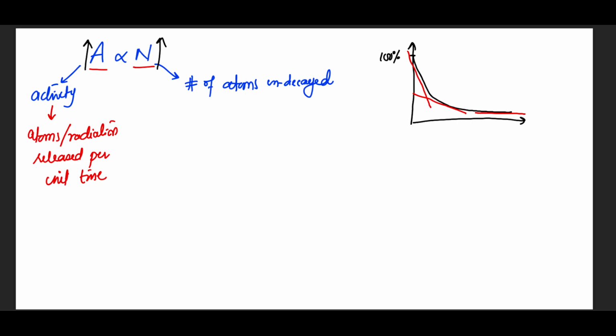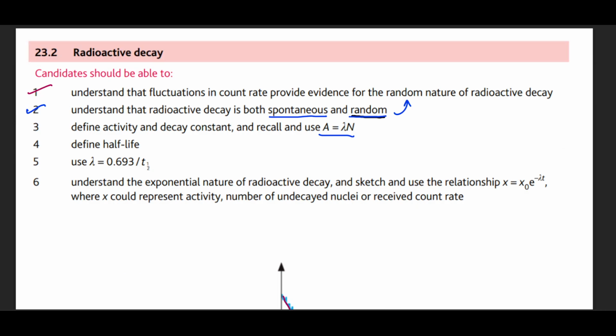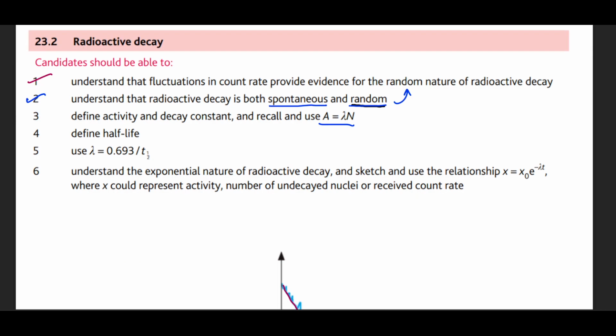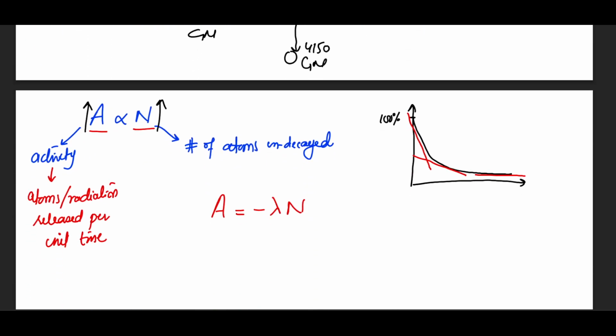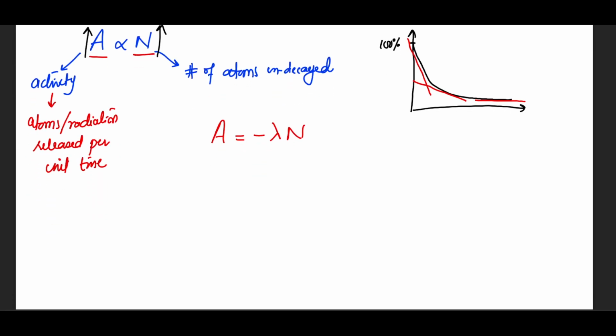Now, to convert this into an equality, we need to introduce a constant, which is A equals negative lambda N. We go back to the syllabus and we realize that there is no negative sign in the syllabus. Sometimes you will see a negative sign, sometimes a positive sign, sometimes without the sign. Negative only means that this is a slowing down process. It is always releasing atoms, and it's always going to be a negative gradient curve, which is evident from this equation, right? Okay, so let's deal with it as a positive formula, A equals lambda N.